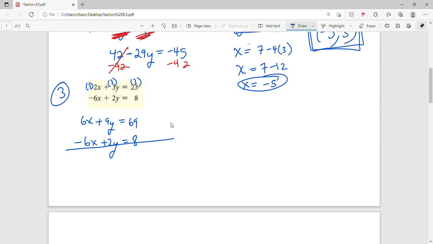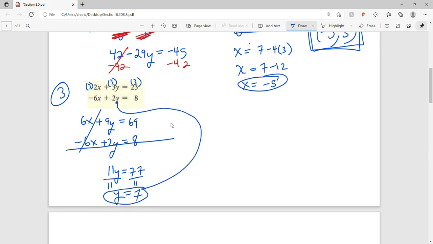If we were to add these two equations, notice the y's would not cancel out, only the x, and that gives us 11y equals 77. If I divide both sides by 11, y will be 7, and that's our y coordinate. I could use any equation I want. I'm just going to use the second equation. We'll plug in the 7 for y.